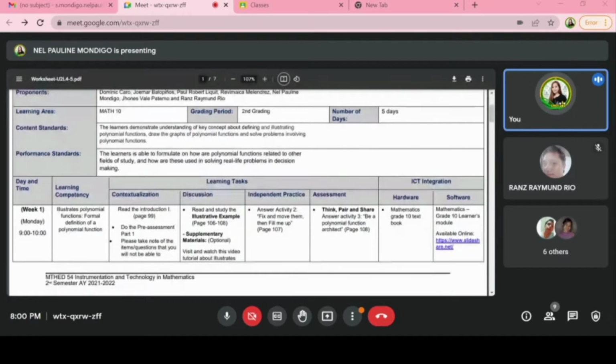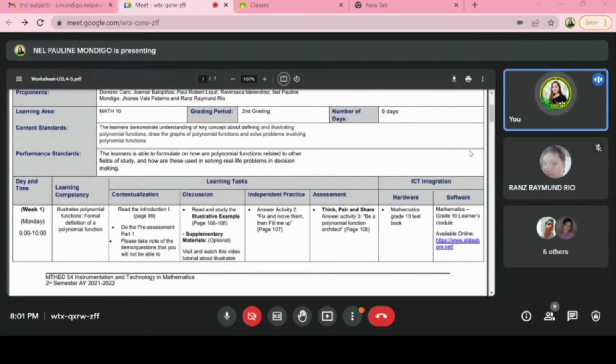For the performance standards, the learner is able to formulate how polynomial functions are related to other fields of study and how these are used in solving real-life problems and decision making. For week 1, Monday, 9 to 10 a.m., the learning competency is to illustrate polynomial functions, which is the formal definition of a polynomial function.